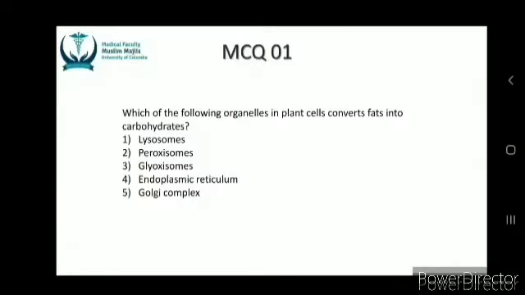Which of the following organelles in plant cells converts fats into carbohydrates? Lysosomes, peroxisomes, glyoxysomes, endoplasmic reticulum, and Golgi complex. Let's first look at the functions of each of these organelles. So the first organelle is lysosomes.